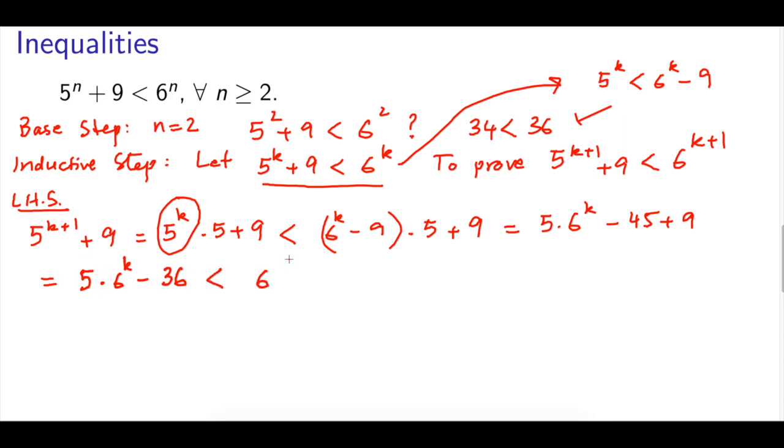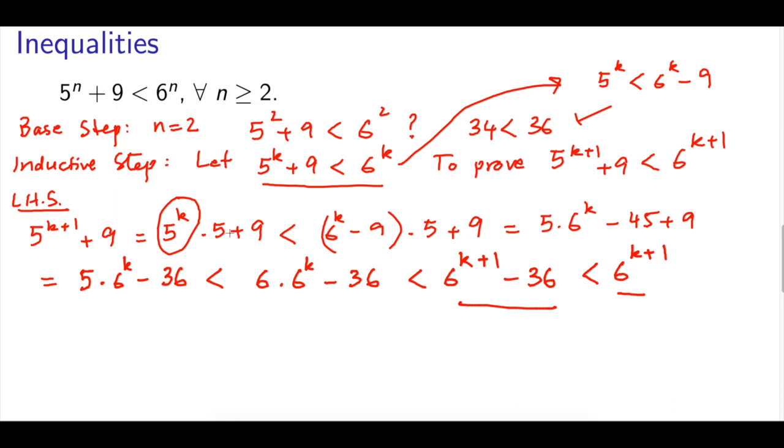So I can say 6 times 6 to the k minus 36. So I can say less than 6 to the k plus 1, minus 36. So this is less than 6 to the k plus 1, correct? Because I'm subtracting 36 from this, right? So if this guy is 36 less than this guy.